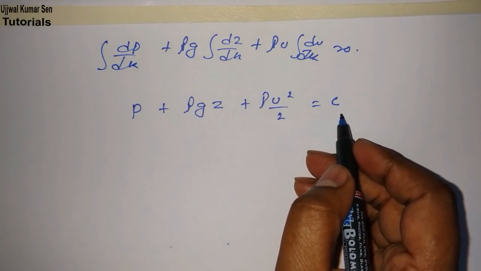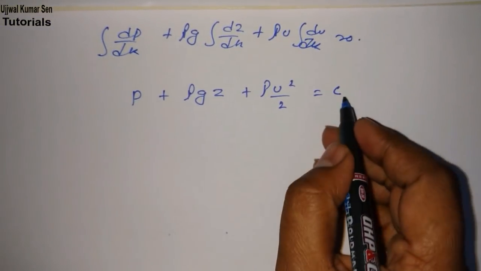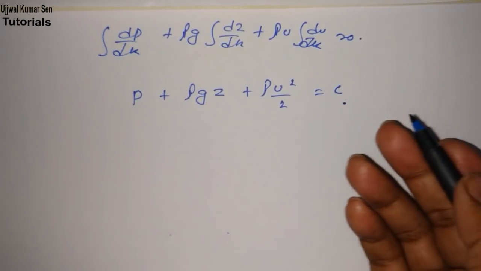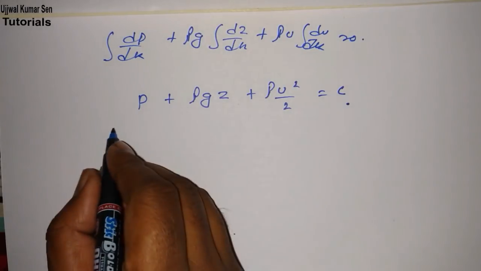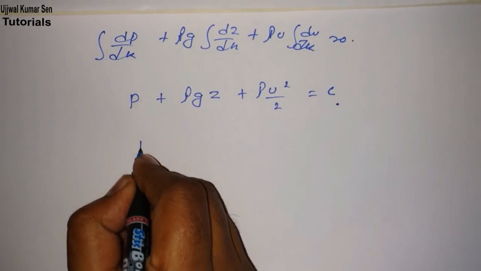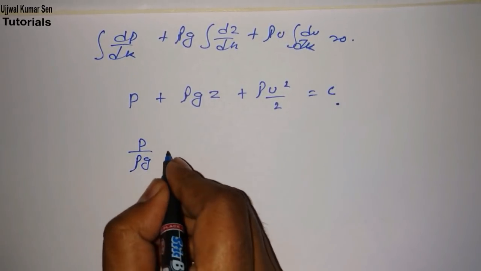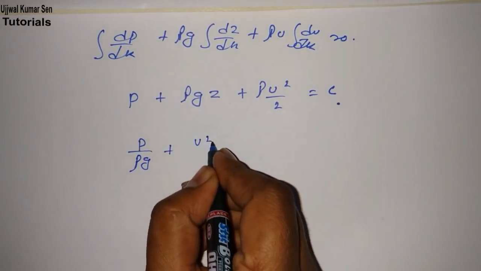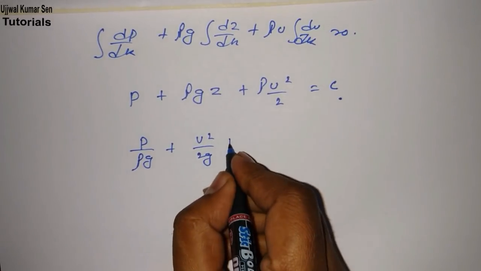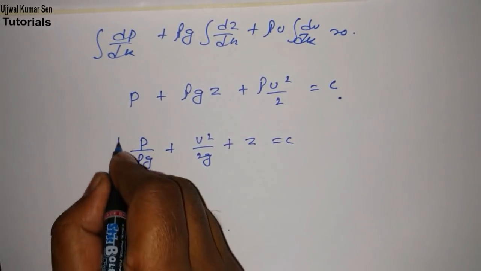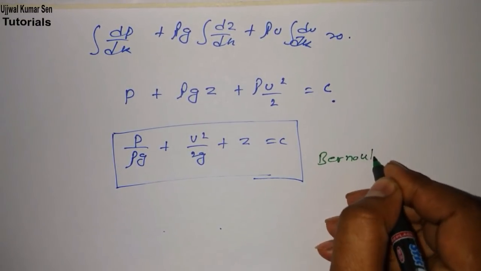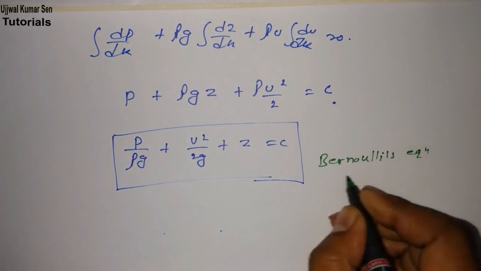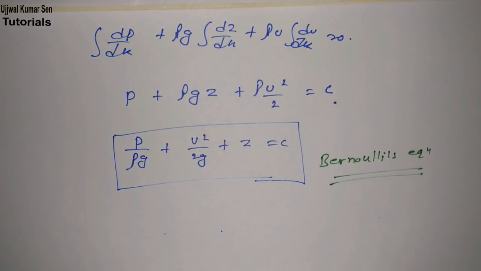There is no fixed value for this constant, so we can do anything with it, because it can have any number of values, and it is also known as an arbitrary constant. So we divide the whole equation by rho g. What we get is p by rho g plus u square by 2g, rho gets canceled, plus z is equal to constant. And as you know, this is known as Bernoulli's equation.